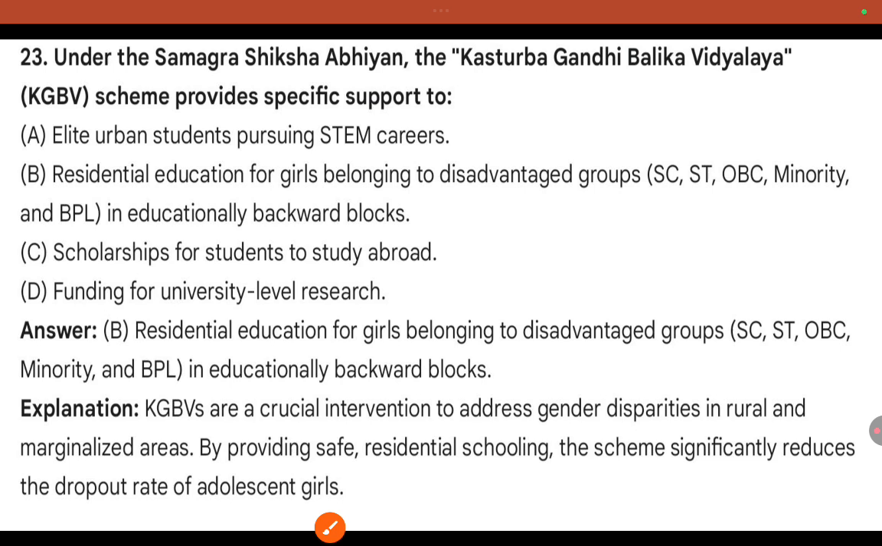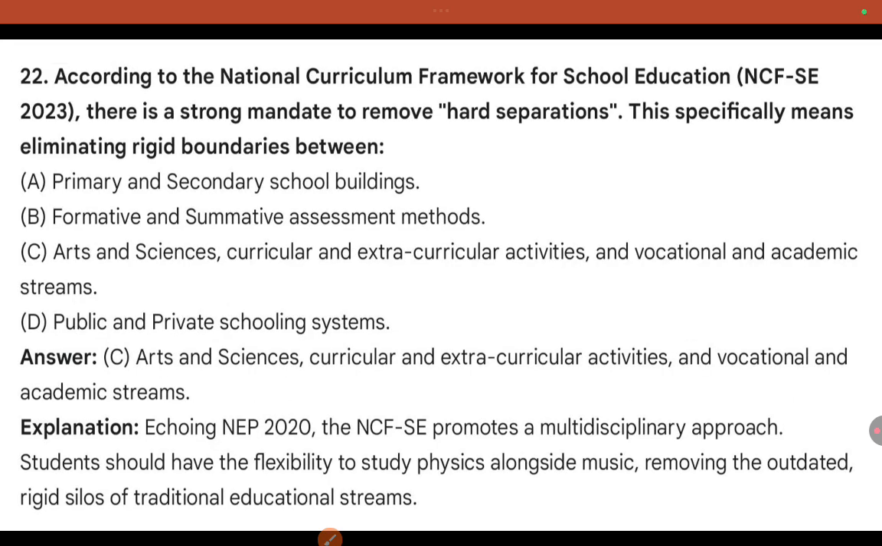23rd. Under the Samagra Shiksha Abhiyan, the Kasturba Gandhi Balika Vidyalaya, KGBV, scheme provides specific support to: A. Elite urban students pursuing STEM careers. B. Residential education for girls belonging to disadvantaged groups: SC, ST, OBC, minority and BPL in educationally backward blocks. C. Scholarships for students to study abroad. D. Funding for university-level research. So the answer is B.